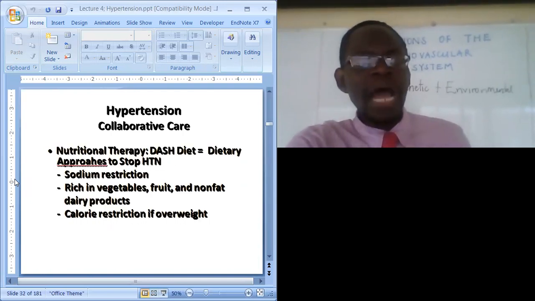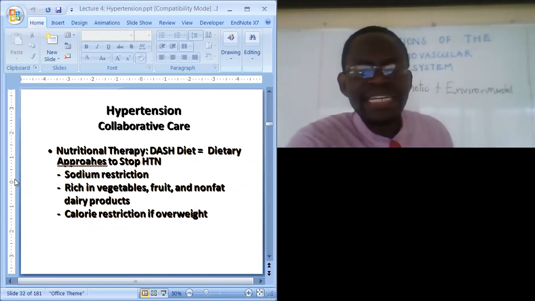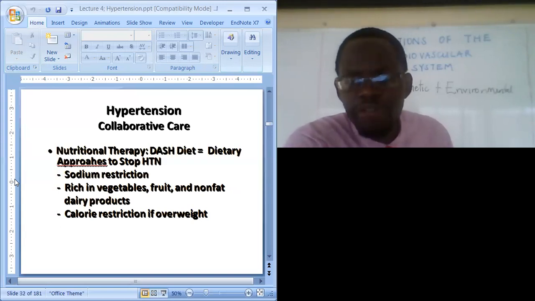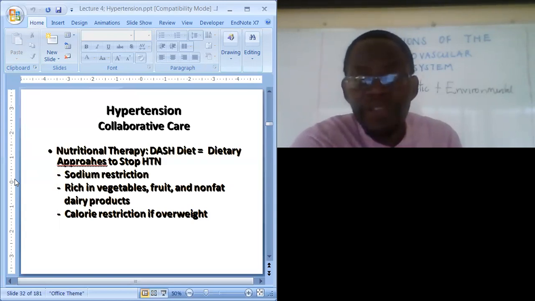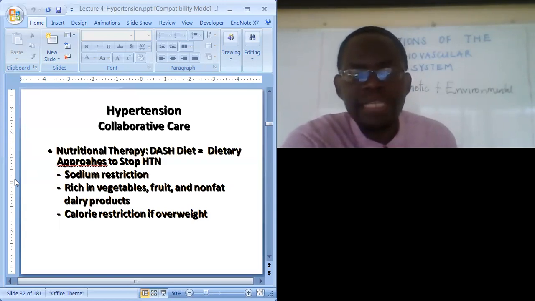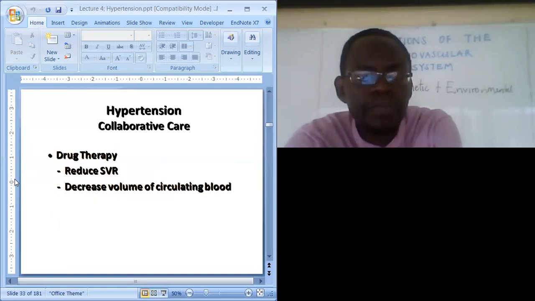Now, the DASH diets are dietary approaches to stop hypertension. These are things like restricting sodium intake, getting a diet that is rich in fruits and vegetables, non-fat dietary products are also consumed, and then low calorific foods. All these are geared towards stopping hypertension.